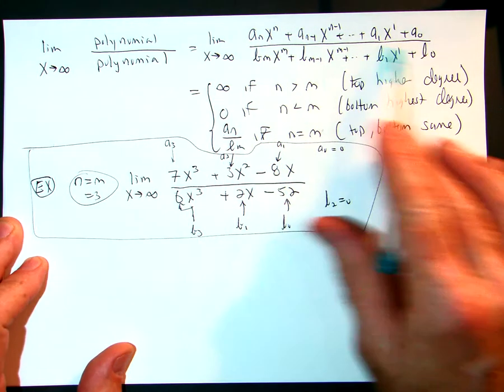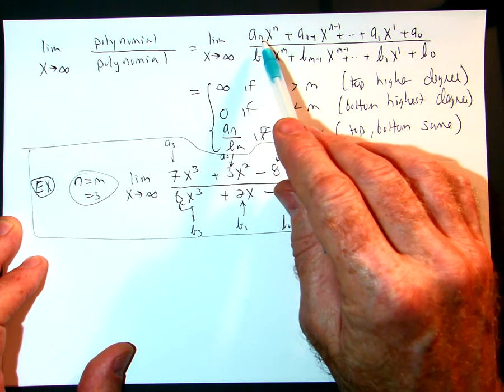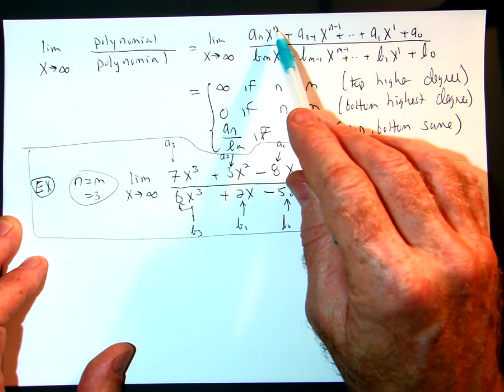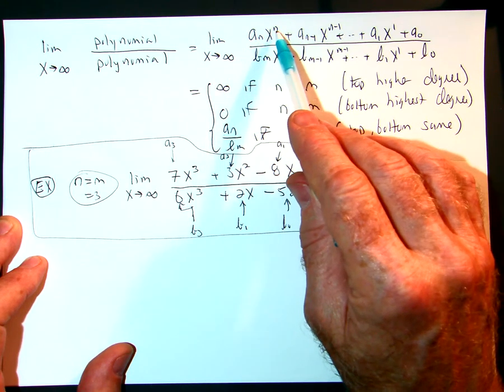Now, I know this is a lot of notation. It's not that bad. It's just a way of cataloging the terms. This subscript here has to match the exponent. So that's just the coefficient of the nth degree term.